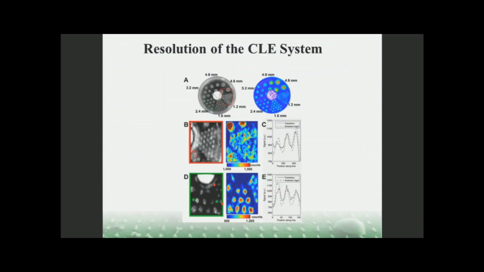We also tested the resolution of this system. As you can see here, this is the phantom, and this is the one obtained from the IFIS 200 system. And this is the one from the in-house CLE system. This is the phantom with 1.2 millimeter, and here is 1.6 millimeter. So really you can see the 1.6 millimeter phantom can be well separated. So the detection resolution is okay.